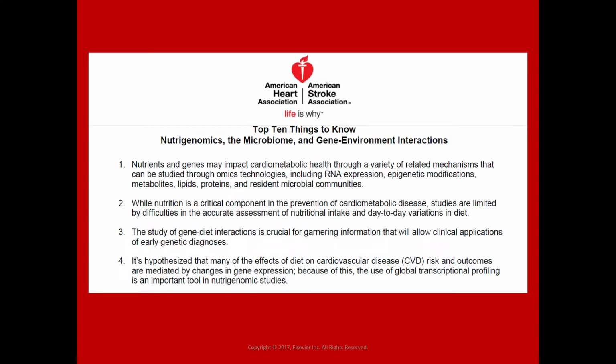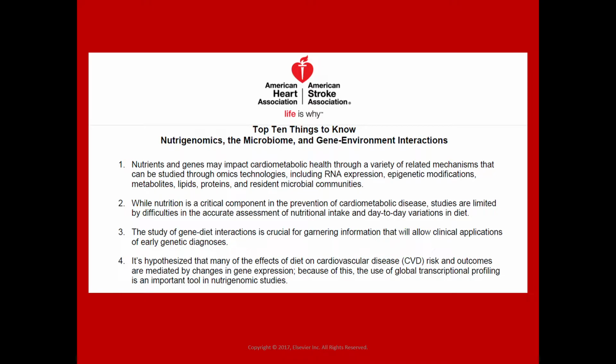So let's look at what the American Heart Association and the American Stroke Association are saying, right? They published this, and I'll give you the references to it. It's on their webpage. They actually now have a nutrigenomics and epigenetics page on their site. The American Heart Association at least does. And so I'd like to take a quick brief look.